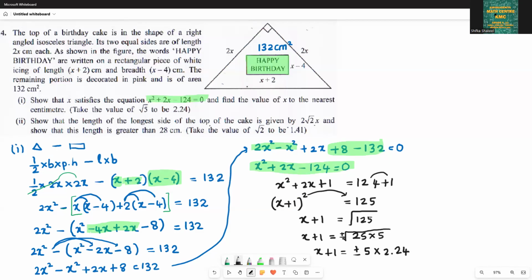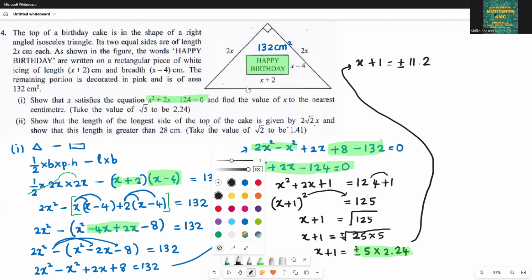2.24. So we have to multiply these two. 5 times 2.24, you will get x plus 1 is equal to plus or minus 11.2. 5 times 4 is 20, you will get a 0. You can ignore the 0, because after the decimal, no need to write the 0.